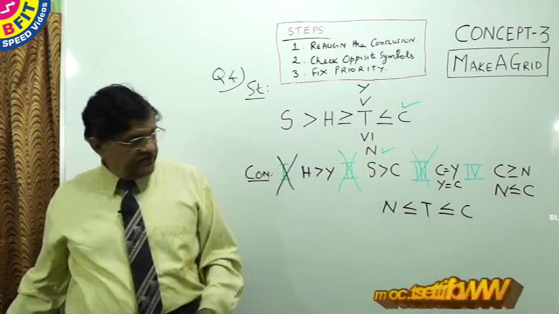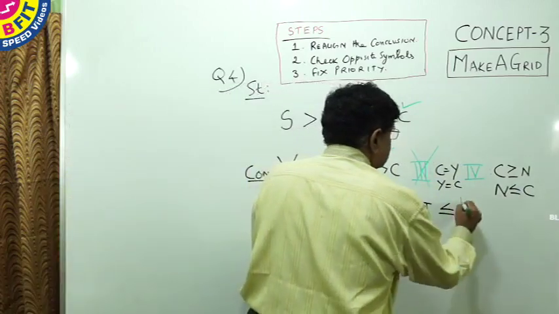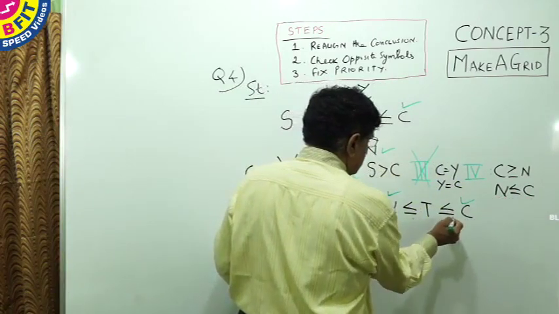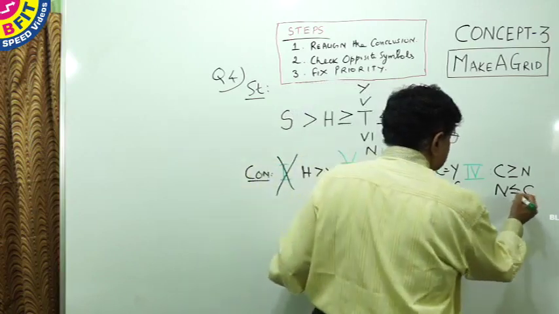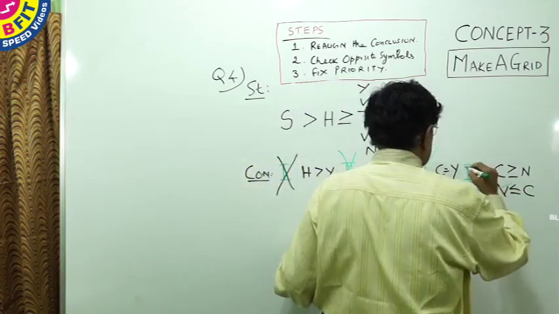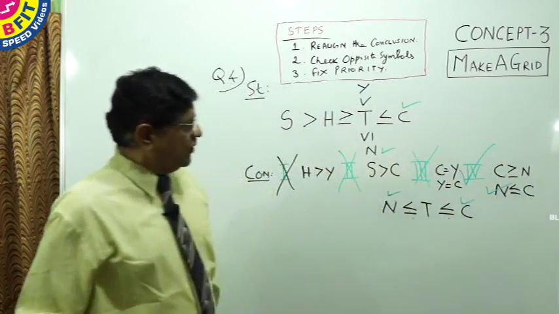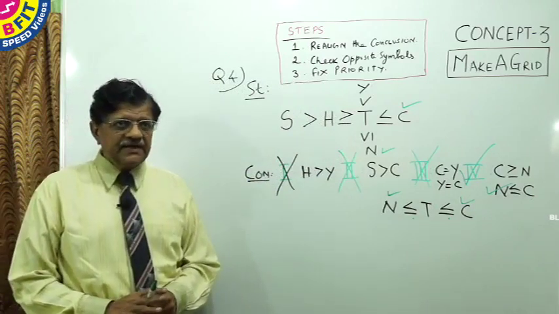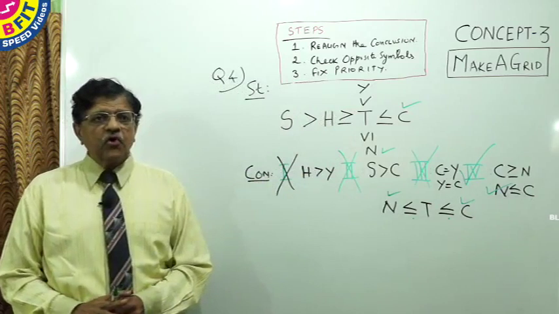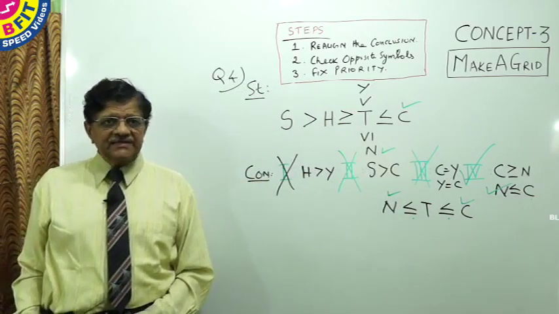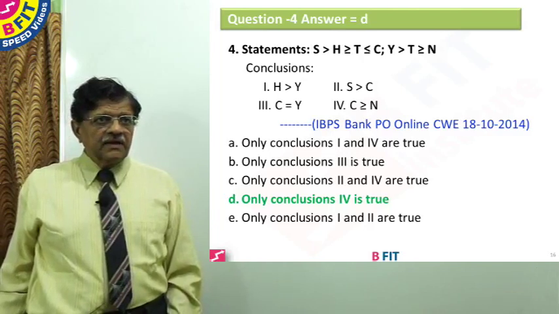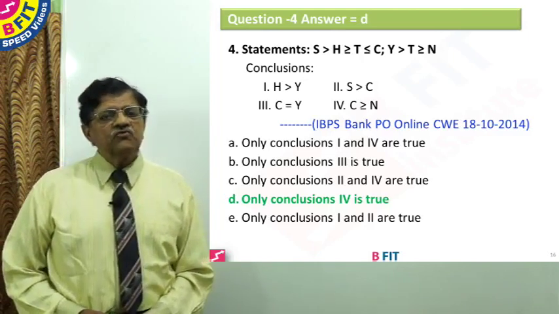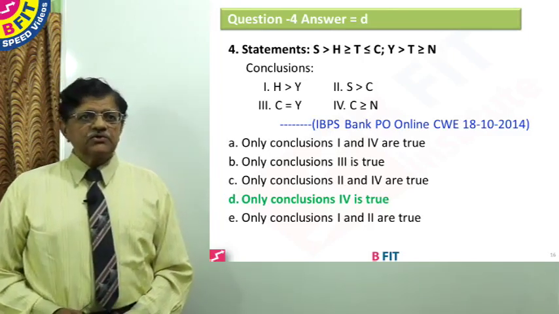Now let us verify from this statement. The elements are N and C, here also N and C. Now what are the symbols in between? Less than or equal to, less than or equal to. Therefore N less than or equal to C is correct. Therefore the only conclusion that is correct for the given statement is conclusion 4. Let us see the answer slide. The answer for question number 4 is option D. Only conclusion 4 is true for the given statement. Now let us go to the next question.